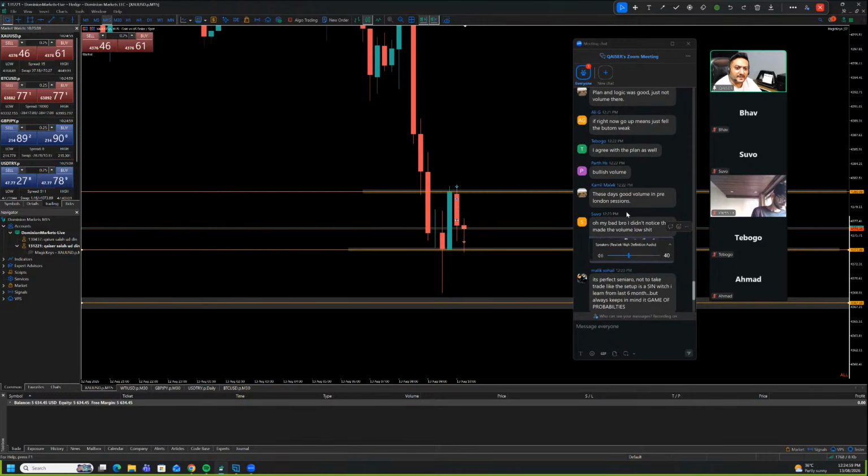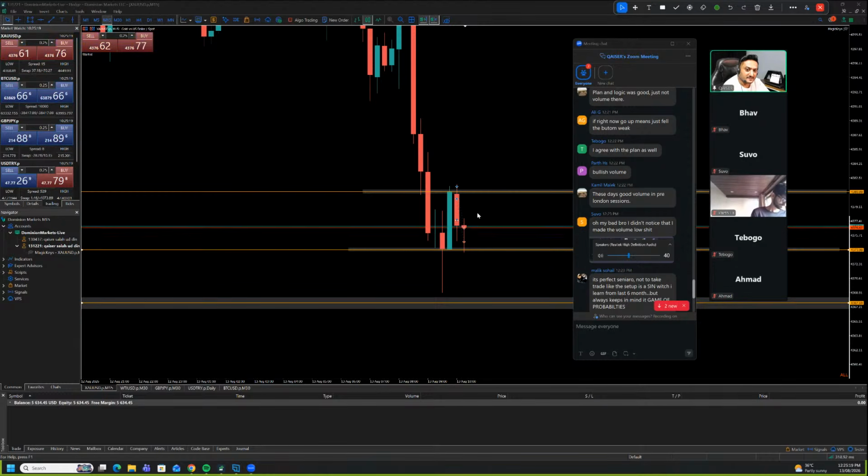I agree with the plan as well. If right now it goes up, it means it just fell to the bottom of the week. Well, let's see if it could manage to break or close above here. So again, I'm gonna give my trade a second chance, but I'm not gonna change my plan now.